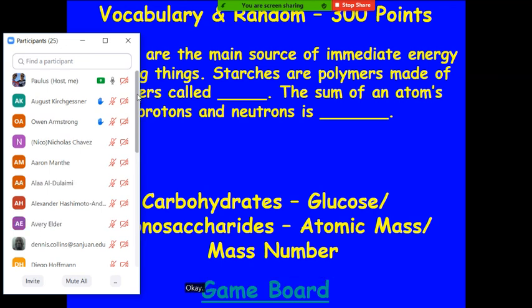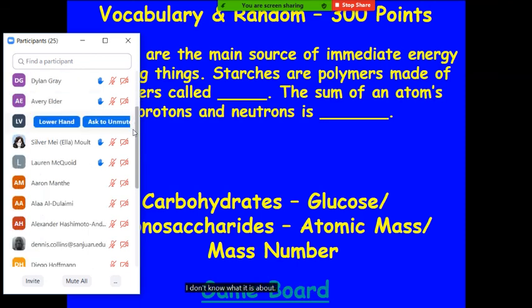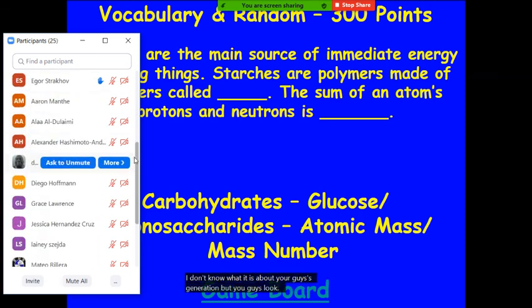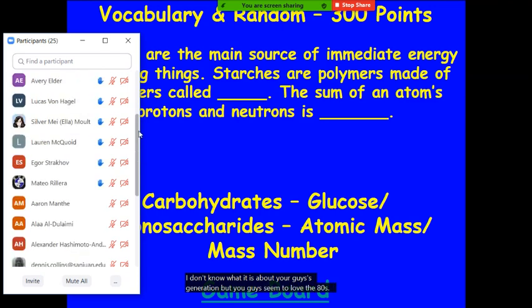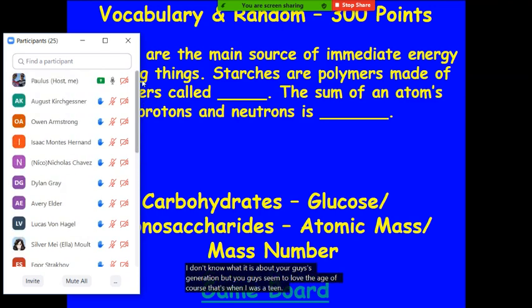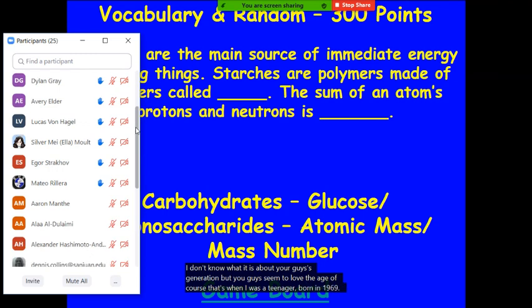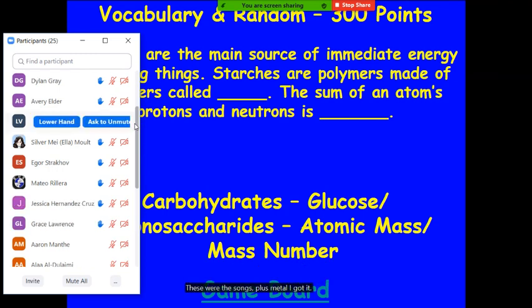Okay. Put your hands up if you like 80s music. I don't know what it is about your generation, but you guys seem to love the 80s. Of course, that's when I was a teenager, born in 1969, graduated in 1988. These were the songs, plus metal. I got into metal when I was about a junior, senior, is what I was listening to.